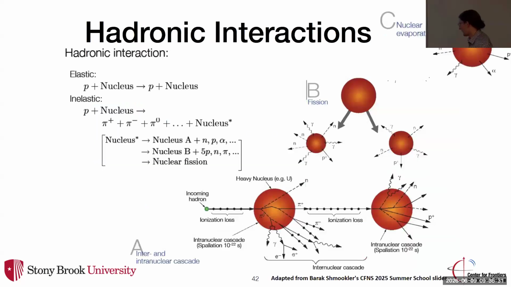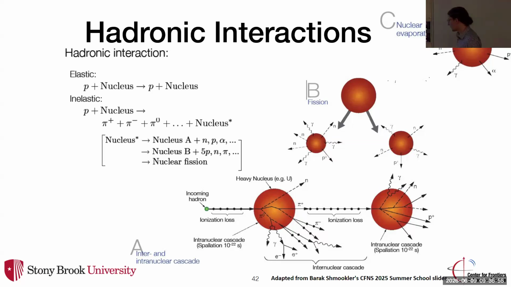I like this slide. This is not my slide. If you want to see it in context, Brock Schmuckler's talk here last year, it's on the web. You can go look. But this is what's going to happen here. Our incoming hadron is going to lose a little bit of energy through ionization. That's not enough to start the shower. And then it's going to collide with the nucleus. And we're going to cause this spallation event.